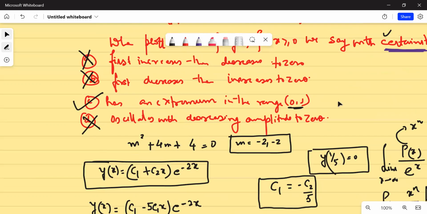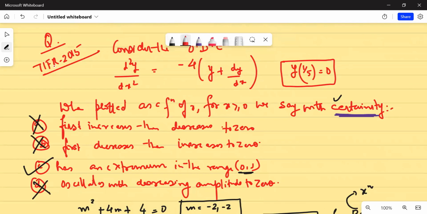Is that clear or not? So this was asked in physics only. You cannot say that this was asked in mathematics or things like that. No, it was asked in physics. I hope it is clear. Has anybody got any doubt? Is that clear?